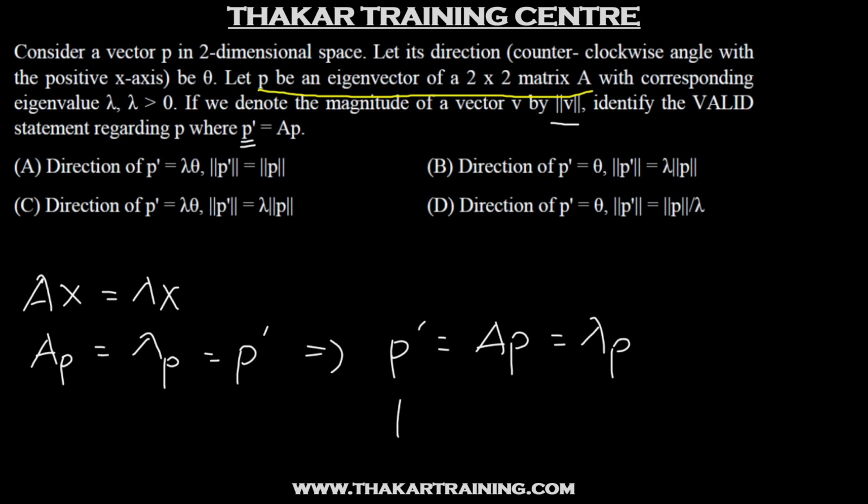So what will happen to the magnitude of p prime? It will become lambda times the magnitude of p. Quite simple. So of these, two options are eliminated, A and D. The remaining two are B and C, which have that. Now the difference is the direction. So always remember this.